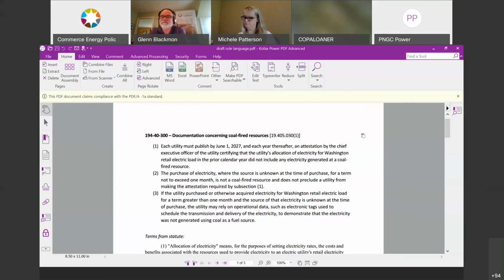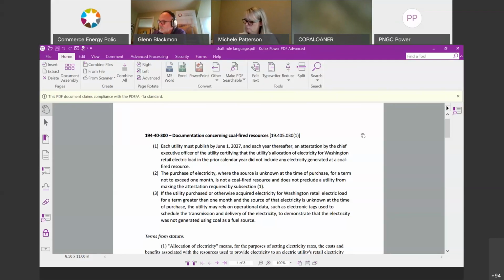Hey, Glenn. I had a concern about this section as it pertains to Bonneville Power customers, and just trying to think about the subsection 3 you put in there for being able to rely on operational data to demonstrate that electricity was not generated using coal as a fuel source. So I'm trying to think of a Bonneville customer's perspective on being able to get that done, and the complexities perhaps around Bonneville being able to provide its customers enough information, whether operationally or otherwise, to make that attestation comfortably.